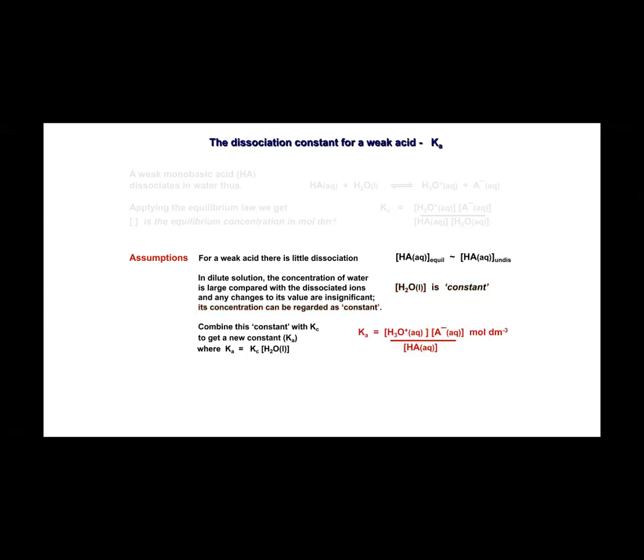Okay. So then combine this constant with Kc. So you will get a new constant, that is Ka, right? Ka is equal to what? The concentration of H3O plus and the concentration of A minus, divided by the concentration of weak acid. So just neglect the term H2O. Why? Because it is present in excess, right? It is just taken as a constant, so just neglect the term.